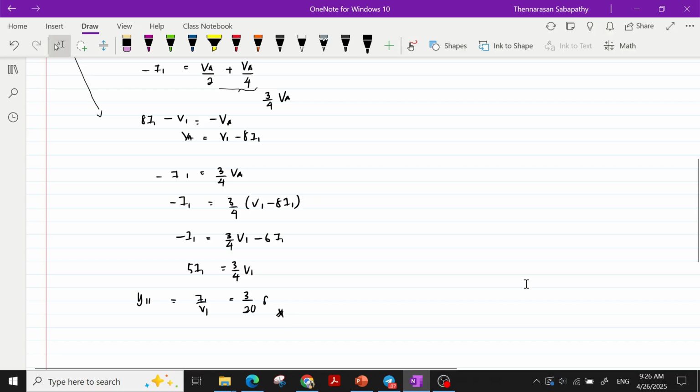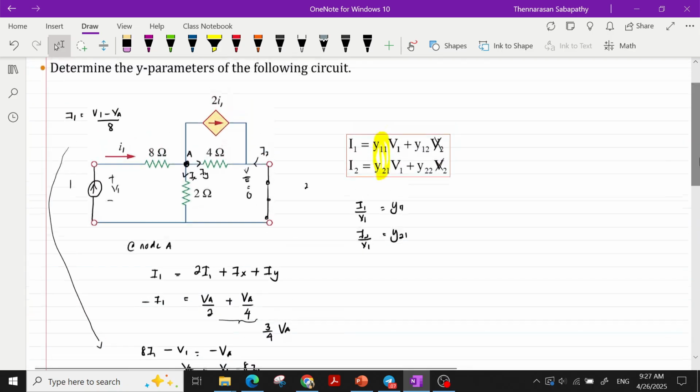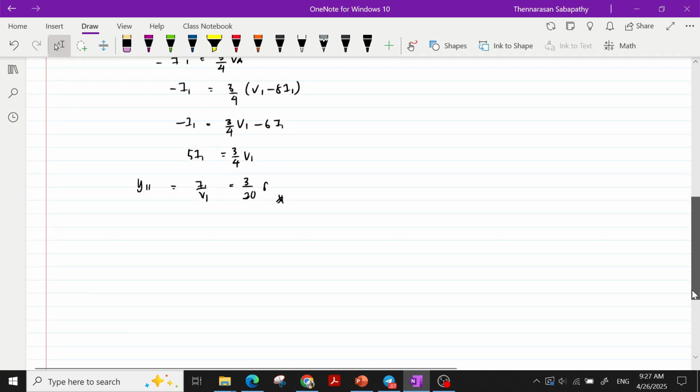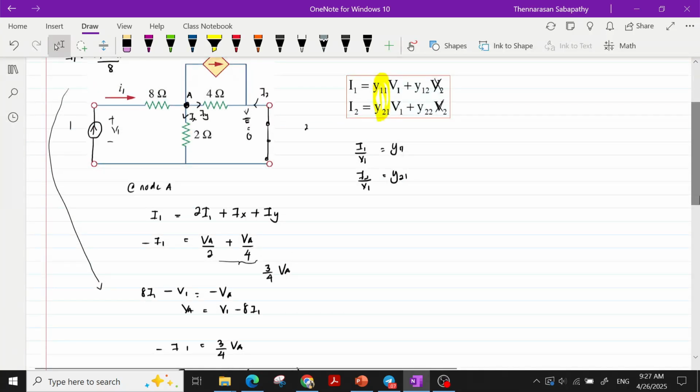Okay, that's all on how to get y11 for the V1. So the whole idea is you just proceed with solving the circuit, and as you go on you will see that you always stick with getting everything in terms of I1 and V1, and you need to modify the equation so that everything will be in terms of I1 and V1. So y11 is done. Now y21.